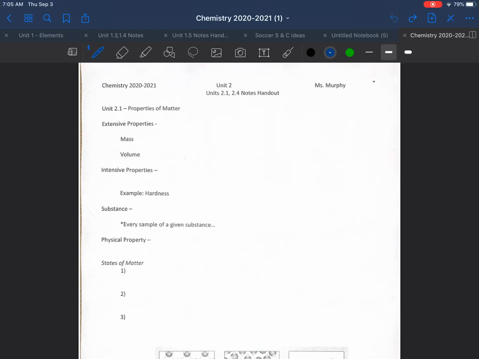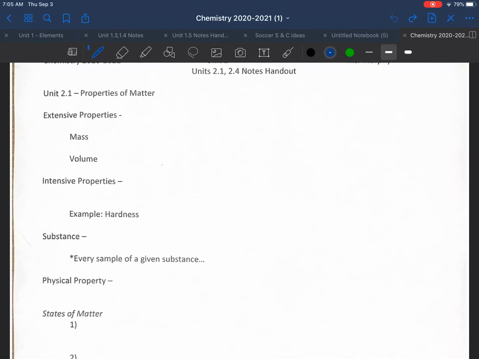Today we're talking about Unit 2 and more specifically sections 2.1 and 2.4. So we'll start with 2.1, which is learning the properties of matter. So let's start by defining extensive properties.